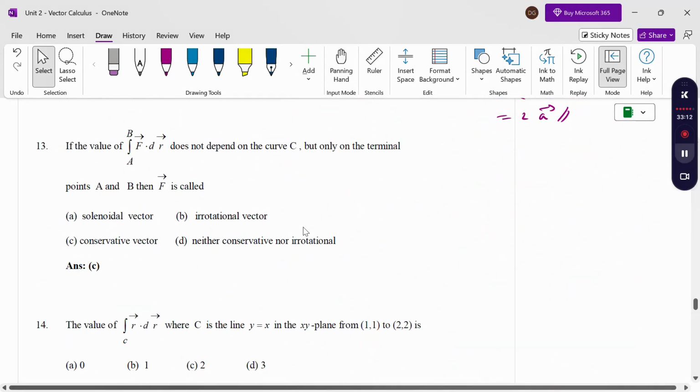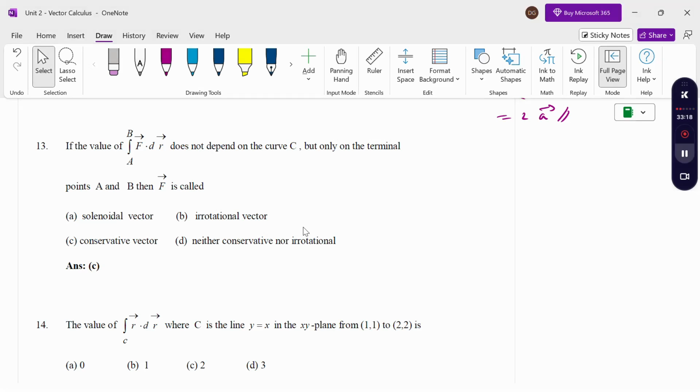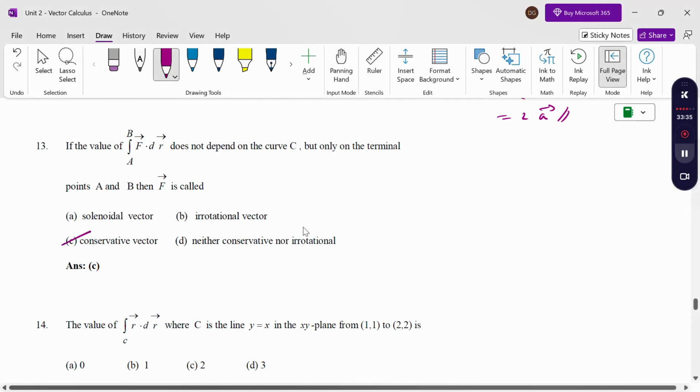Now the 13th problem, see, if the value of the integral from A to B of f vector dot dr vector does not depend on the curve C but only on the terminal points A and B, then f vector is, a call, the value is nothing but the definition, so it's a conservative vector. So conservative definition, this is a one.